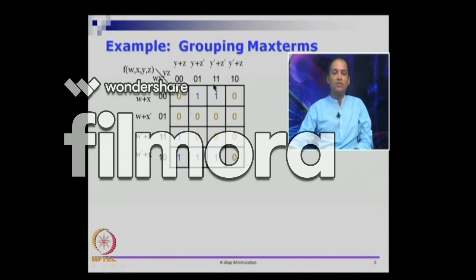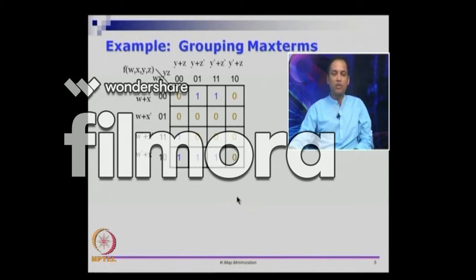So now we are going to do this with product of sums. In the last example I did sum of products, in this example I will show you how to do product of sums. For product of sums, we are going to group the zeros together. So we have several things now, let us see how to group them.